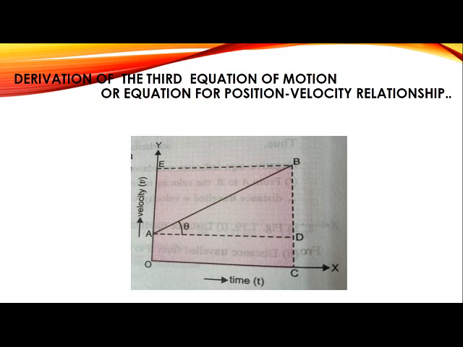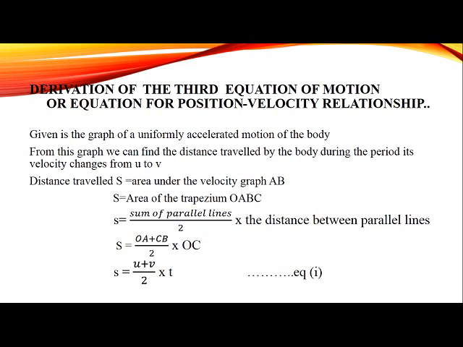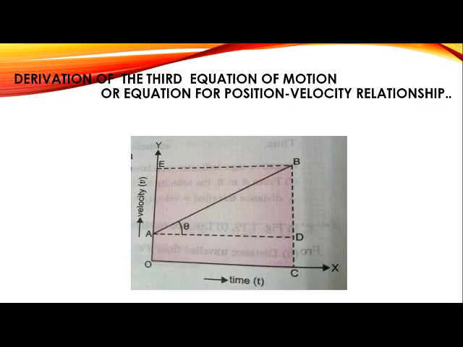So, which are the two parallel sides? OA and CB. Now, children, what is the distance between them? That is OC or AD, which is equal to the time. So, let us understand how to derive this equation. The given graph is of uniformly accelerated motion of a body. From this graph, we can find the distance traveled by the body during the time t, when its velocity changes from u to v. The distance traveled is equal to the area under the velocity time graph AB, which is the trapezium OABC.